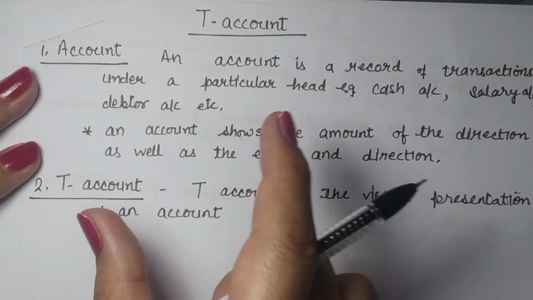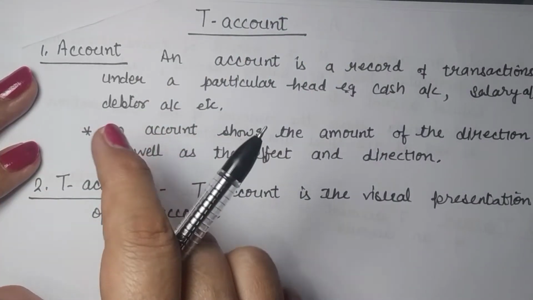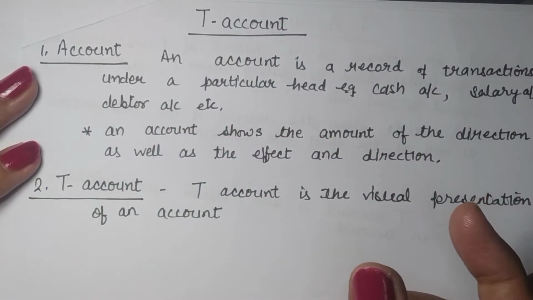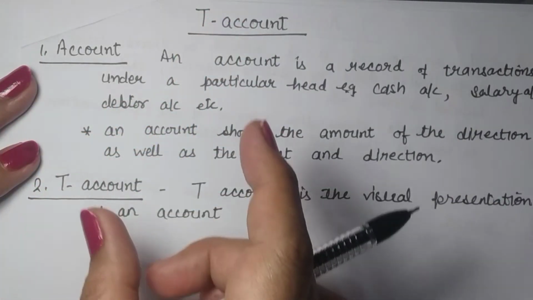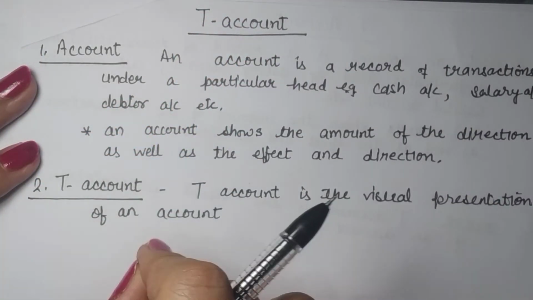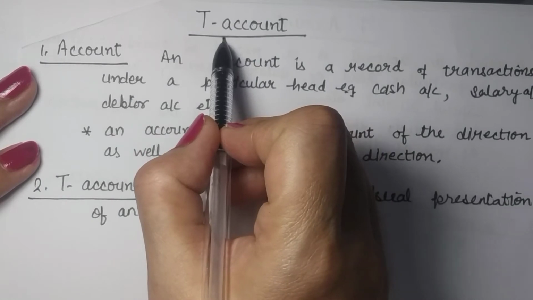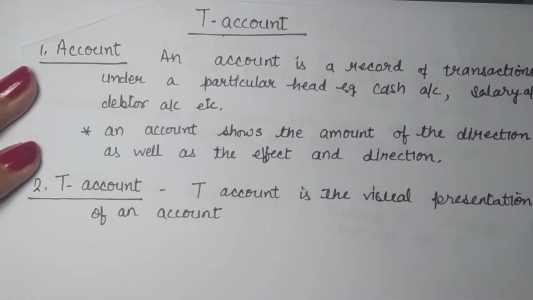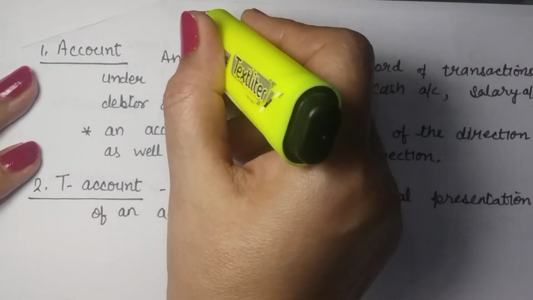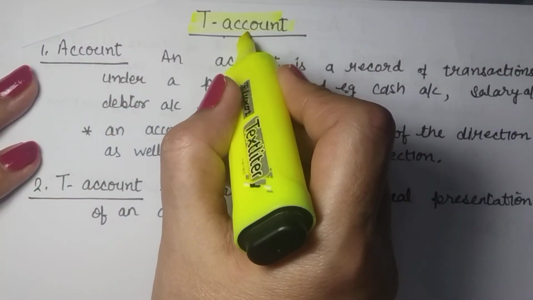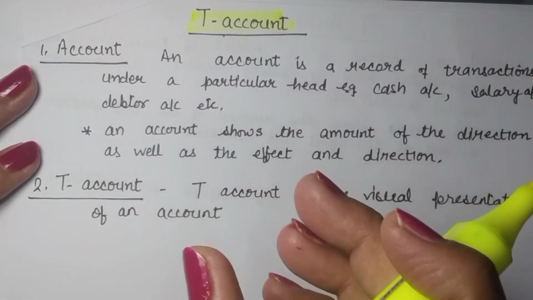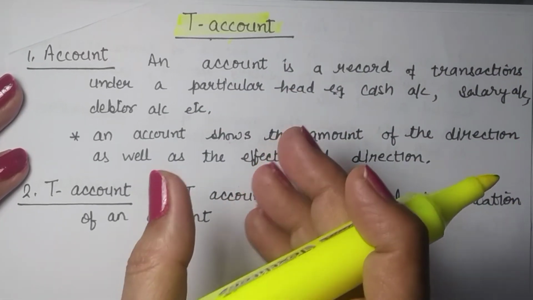Accounting is a system of recording, classifying and summarizing the transactions. We understood recording, that is entry making through debit and credit. Now is the time to classify, and classification work is done through T accounts. Now this T account has two words. One is the account and next is the T account. So let us first understand the definitions.